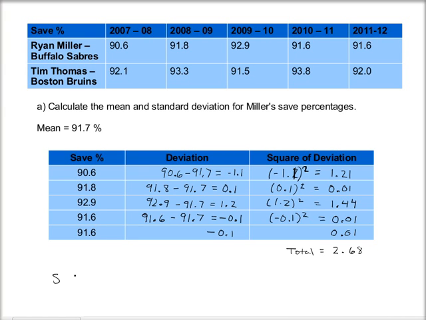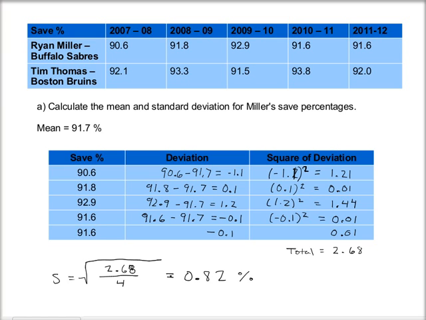So to find my standard deviation, I'm going to take the square root of the sum of the squares of deviations, which is 2.68, divided by the number of observations minus 1, which is 4. And if I put that into my calculator, that gives me a deviation of 0.82%. So that's my standard deviation.